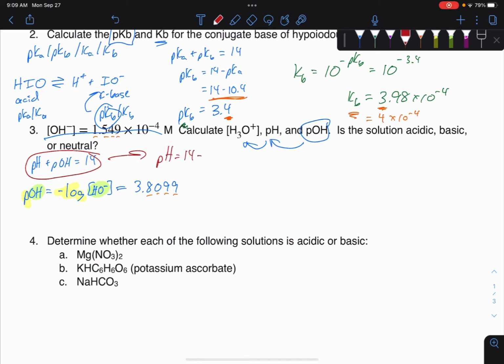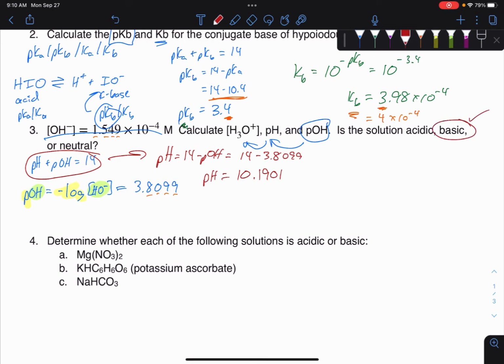So that's going to be 14 minus the pOH. And so it's 14 minus the 3.8099, and that is equal to 10.1901 for the pH. So it is a basic solution, so we can go ahead and answer that part.